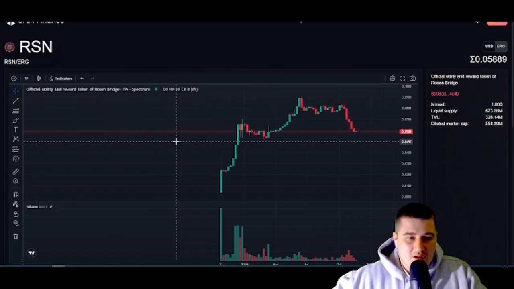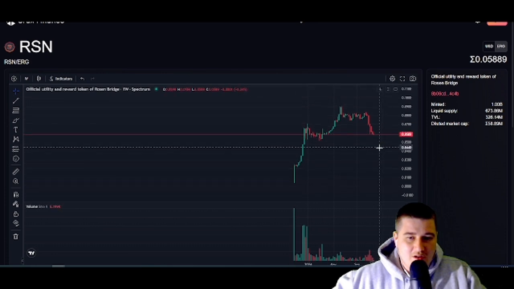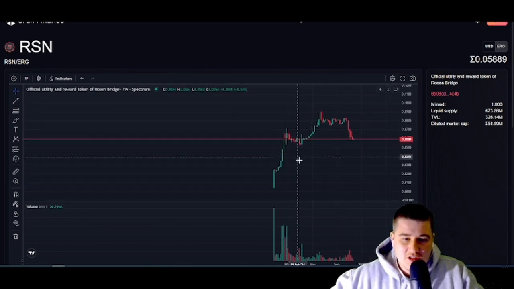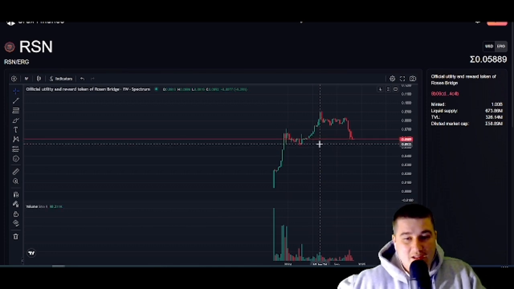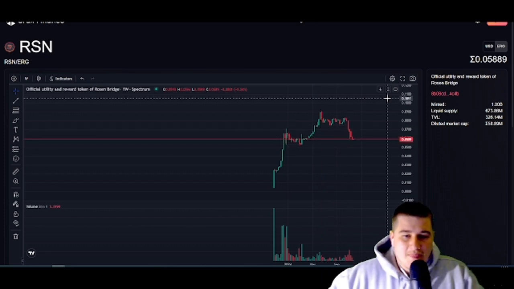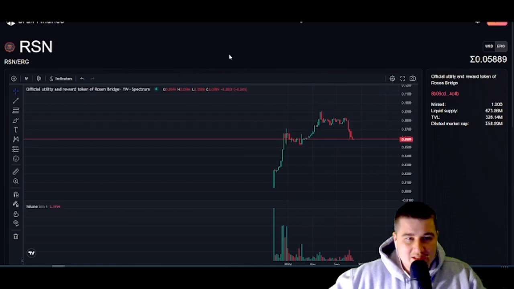And in ERGO price, if you've got a bag of ERG, this is going to be coming down as ERGO gets more popular, down to probably like 5 cents. The recovery on this is going to be insane.